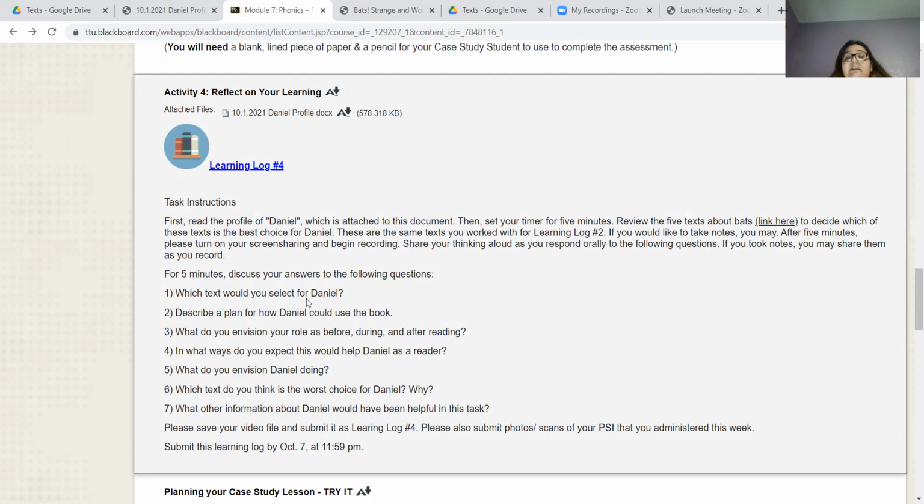And after the reading, I think that I would probably ask questions to check for comprehension, to see, did he actually understand what he read? Was he able to comprehend the book?